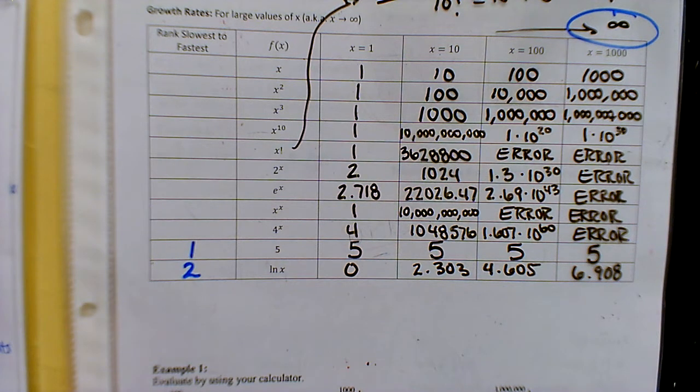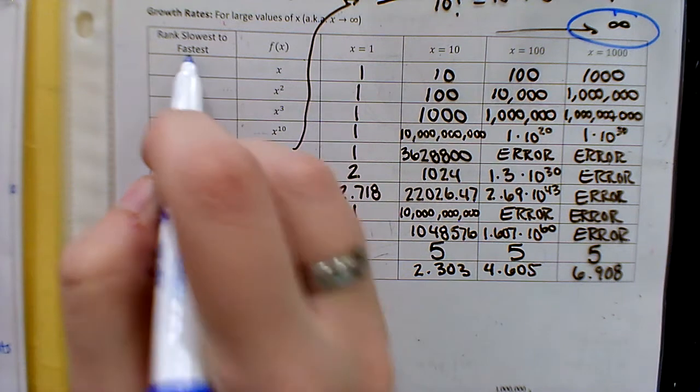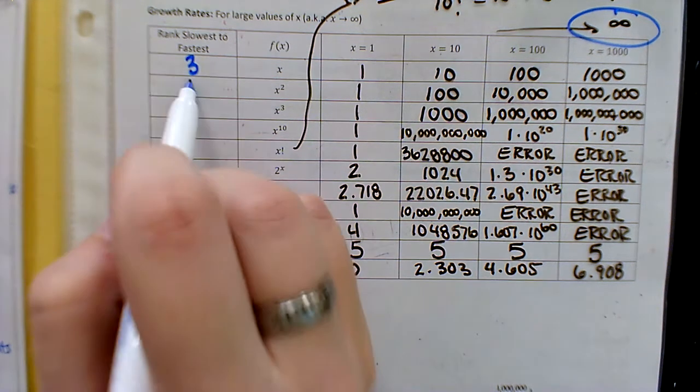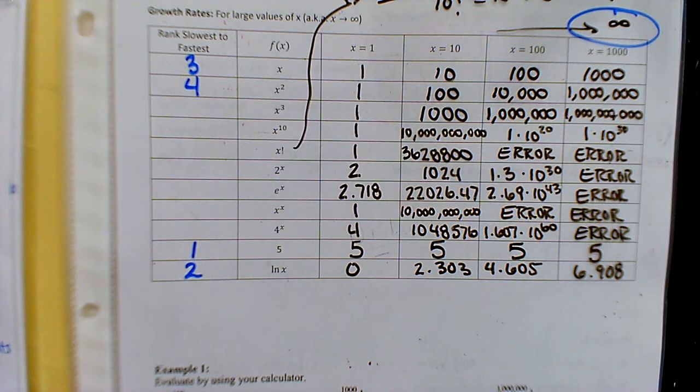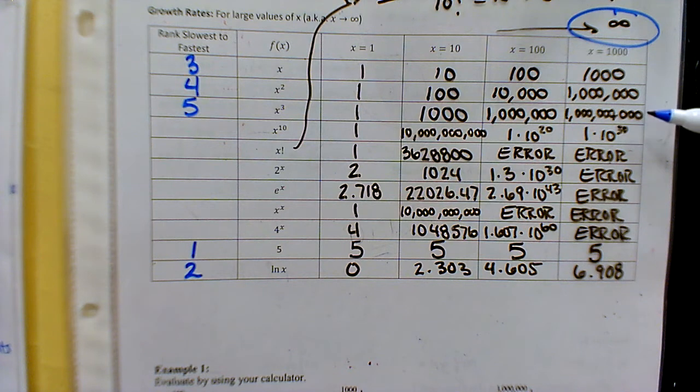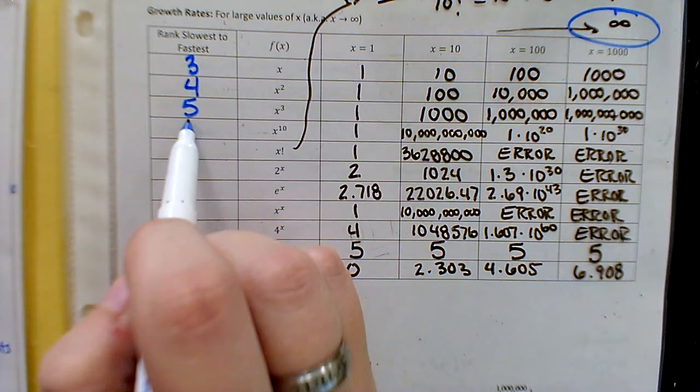And then again, based off the values, what's the next highest one after 6.9? Just x. Okay, that's a big jump, right? We go from 6.9 to 1,000, but it's still the next highest. What about the next one? X squared, yep. X cubed, yep. So we go from 1,000 to 1,000,000 to 1,000,000,000. Next one? X to the 10th, okay?